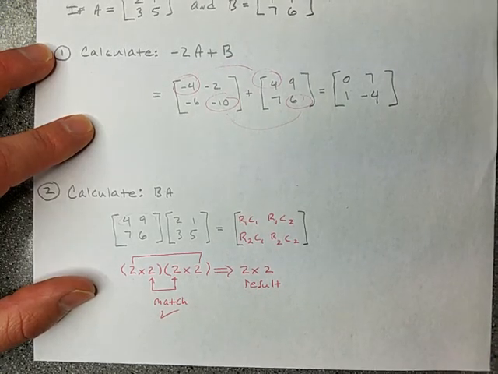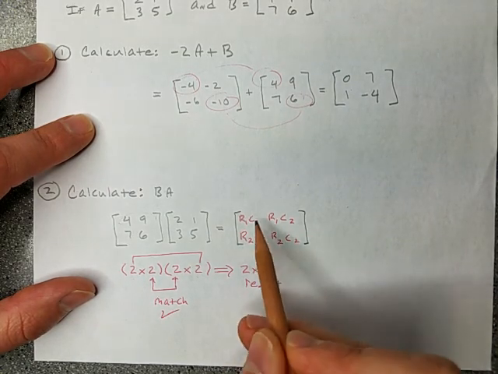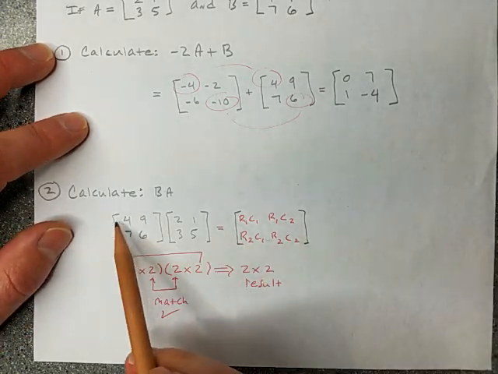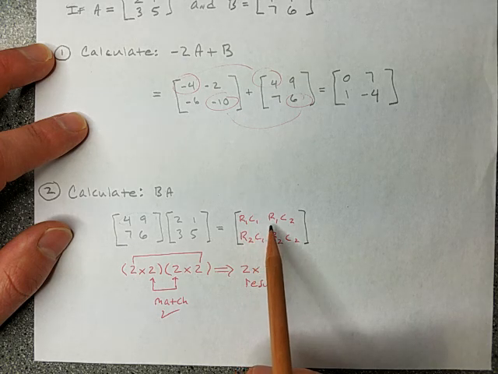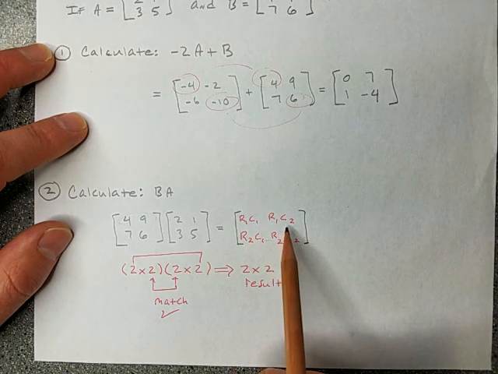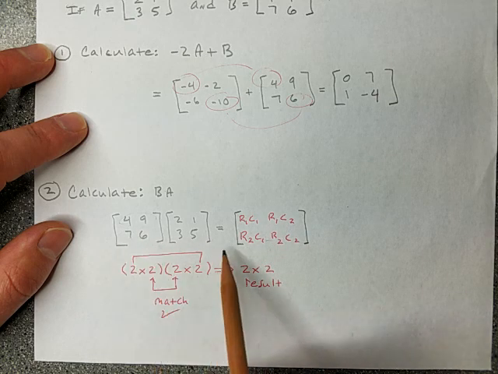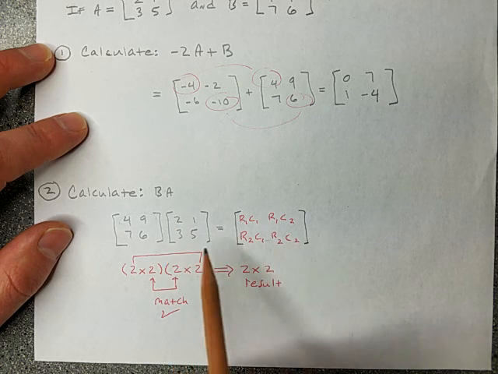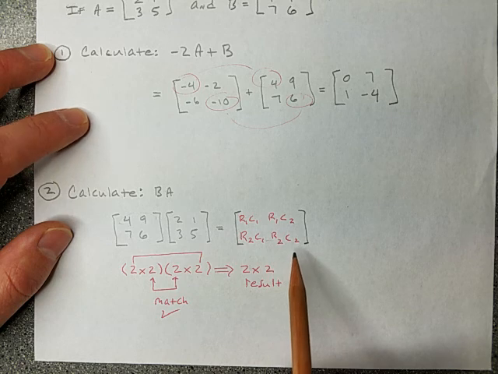And there it is. My 2 by 2 matrix, that's the result. 2 rows, 2 columns. The 4 entries are going to be row 1 of the first matrix times column 1 of the second. Then this one, row 1 of the first matrix times column 2 of the second. And then this entry, row 2 of the first matrix times column 1 of the second. And then that one is going to be row 2 of the first matrix times column 2 of the second.